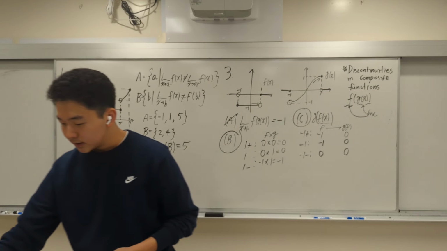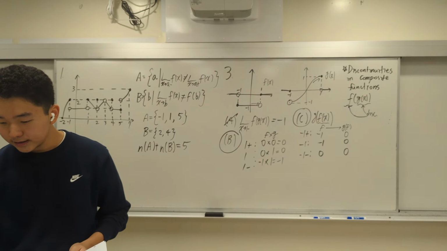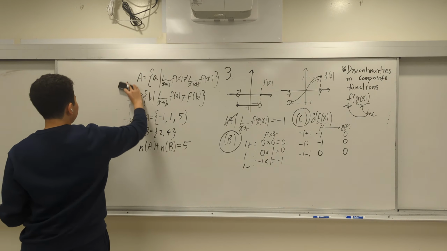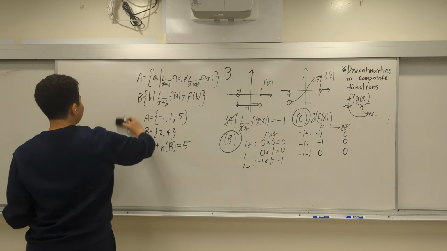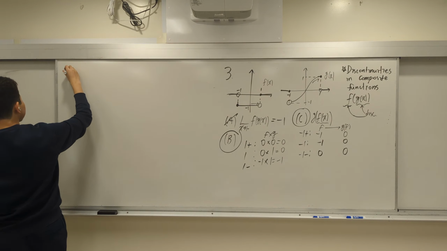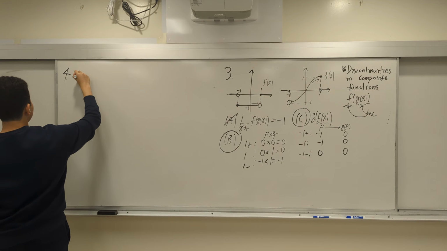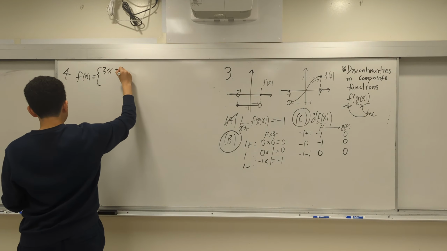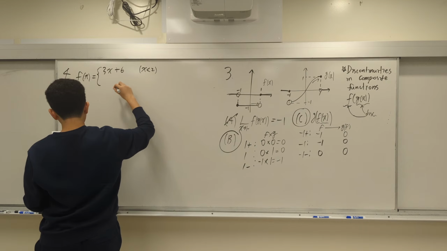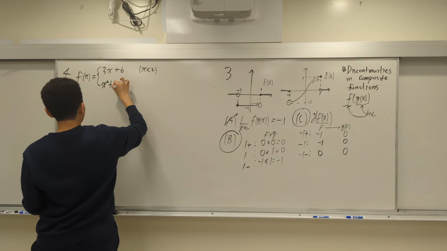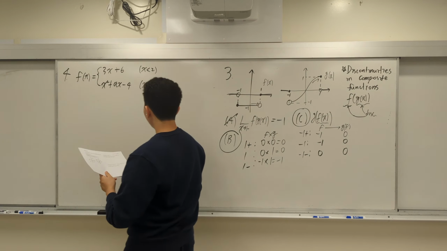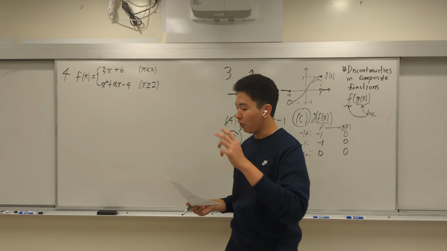Okay, so the next question is number 4. So number 4 asks us, it gives us a piecewise function, which is very common in continuity questions. 3x plus 6 when x is less than 2, and x squared plus 8x minus 4 when x is greater than or equal to 2. And it says that this function is continuous on the set of all real numbers.